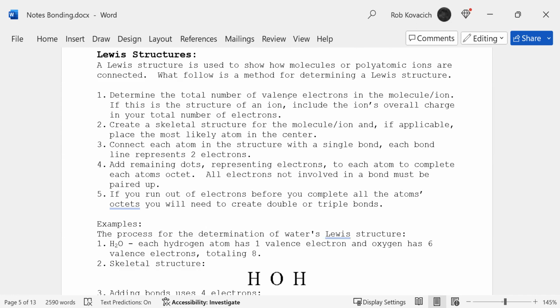And then I'll connect everybody up with a single bond, and each one of those bonds is 2 electrons. So I have to use up all of the total number of valence electrons that I counted up in step 1. And then I put the other dots around the atoms to make sure all the electrons are used up, and I can create octets with all these atoms. And if I can't, then I start making double and possibly even triple bonds to make sure that everybody is satisfied.